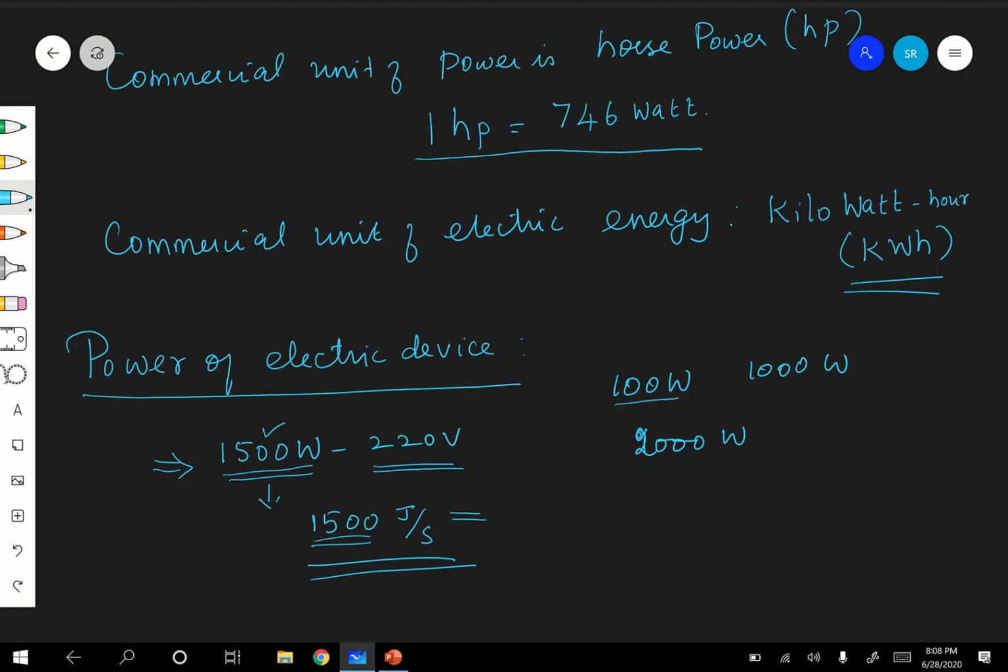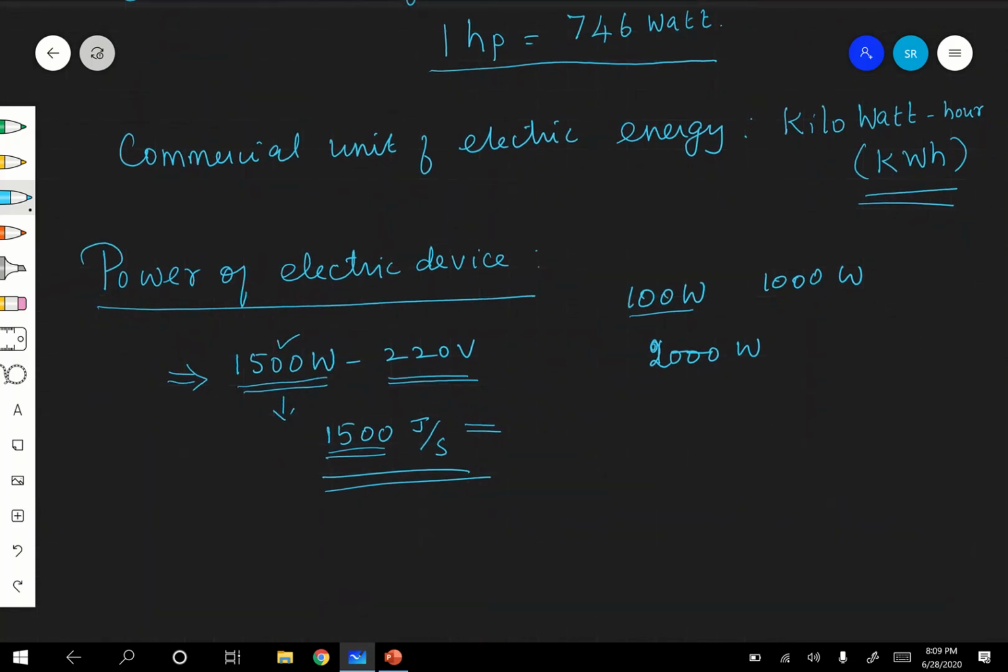Like that, a 100 watt bulb. What does it actually mean? It consumes 100 joules of energy in every second. Are you following? Therefore, power of an electric device means it is the rate at which the energy is consumed by the device. It is the rate at which the energy is consumed by the device that is called the power of an electric device.